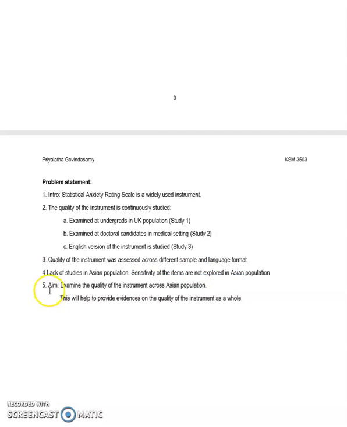Okay, so finally, when you end your problem statement, you have to end with the aim. What you have said is the problem, you have given the evidences. Now when you conclude, you have to conclude with the aim, your purpose. So my purpose of this study is to examine the quality of the instrument across the Asian population. This will help provide evidences on the quality of the instrument as a whole.